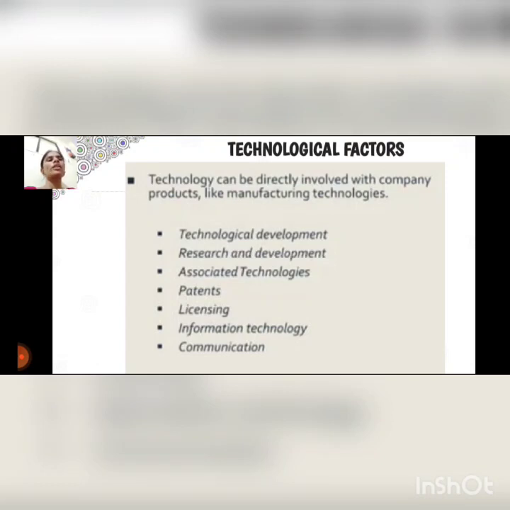Now we discuss the technological factor. The technological factor is technology that can be directly involved with companies and products, like manufacturing technologies, technological development, research and development, associated technologies, patents, licensing, information technologies and communication.